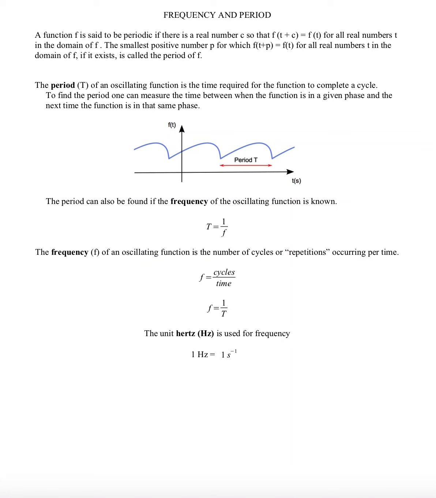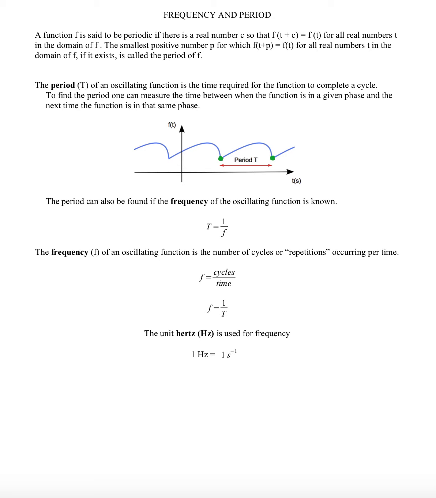The period of an oscillating function is the time required for the function to complete its full cycle. To find the period, one can simply measure the time between when the function is in a given phase and the next time it comes back to that same phase. So in this diagram here, at this point, the function is in a certain phase, and then when it comes back to that same position, it's in the same phase again. So we just want to measure the time between those two occurrences, and that's the period capital T.